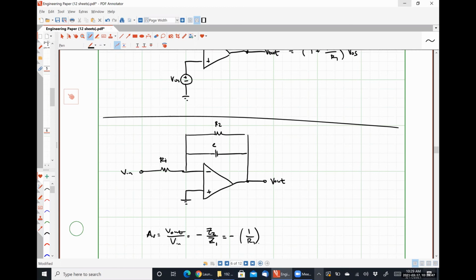So that takes care of our divided by Z1 bit. And then I'm going to have R2 in parallel with 1 over SC, which is going to be R2 divided by SC over R2 plus 1 over SC, multiplying by SC over SC. I'm just moving forward in the math here. We are going to get R2 divided by 1 plus S R2C. So that's what those two guys in parallel look like in the Laplace domain.